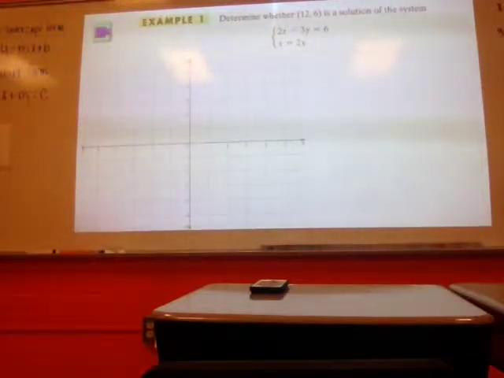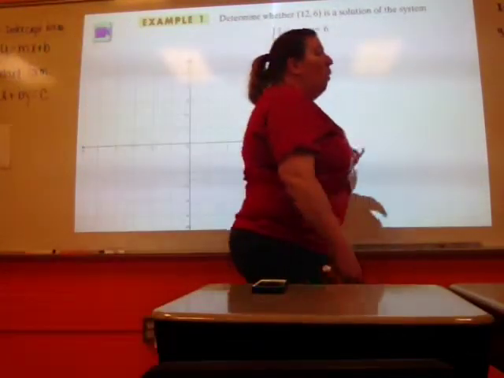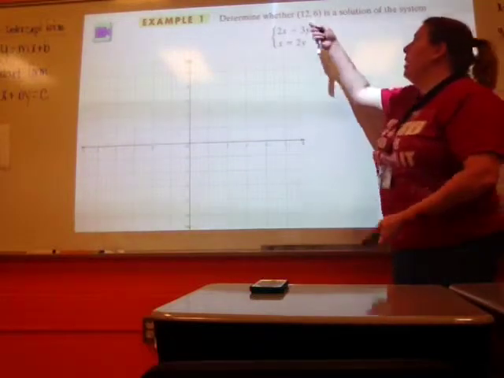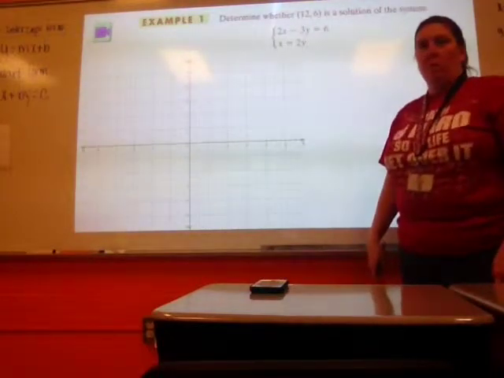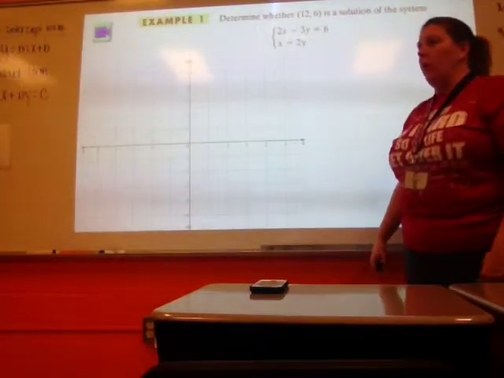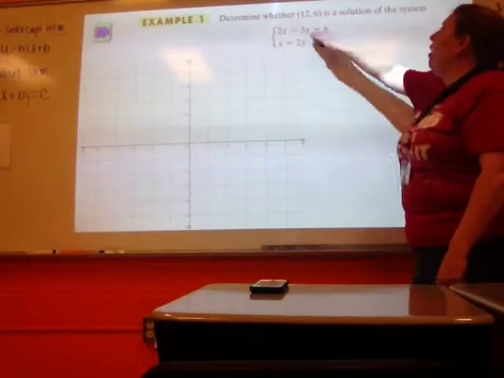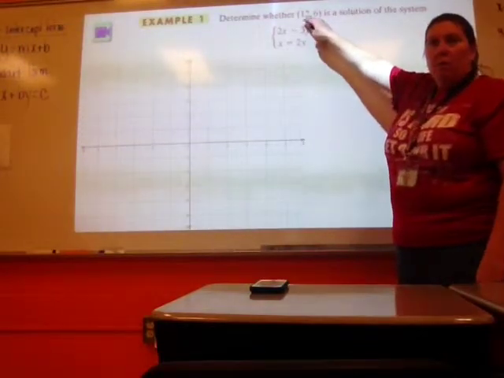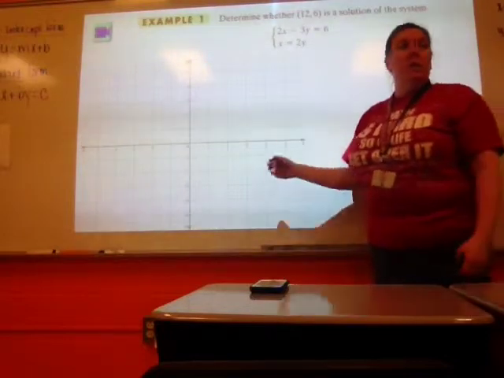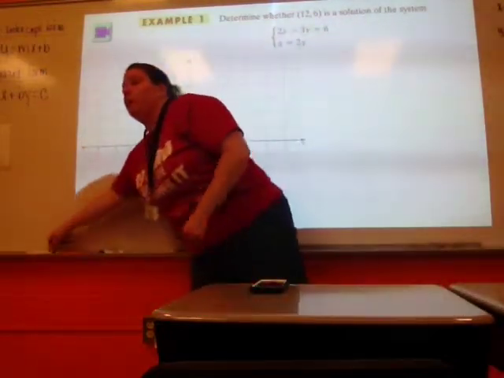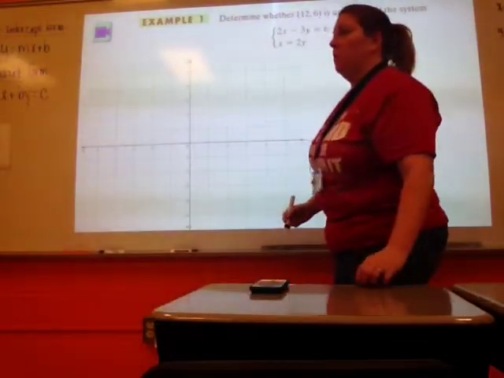When it asks you if an ordered pair is a solution, one of the ways you can work this problem is to graph both of these equations and look to see where they cross, and to see if they cross at the point (12, 6). Now we could do that. It takes a lot more time and energy and effort, but it could be done.